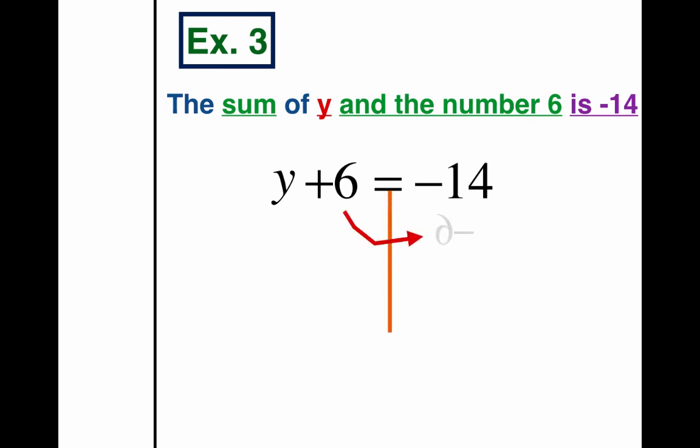Put a line down the middle, get rid of the 6. Move it to the other side and subtract it. We're going to have our answer. So we're going to have y equals negative 14 and negative 6. That adds up to negative 20. Same signs, add and keep. Negative 20 is our answer.